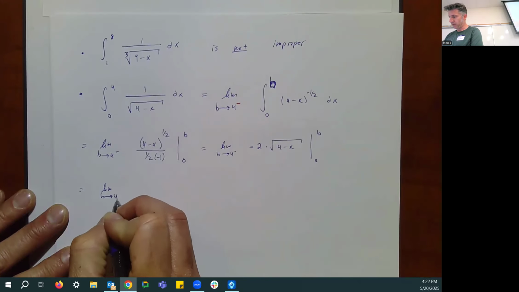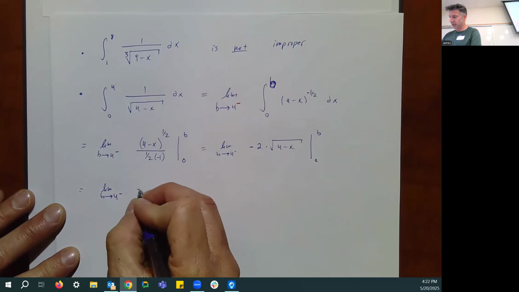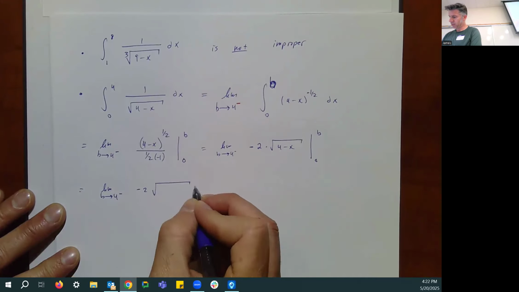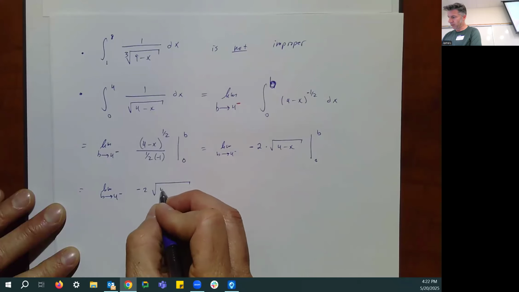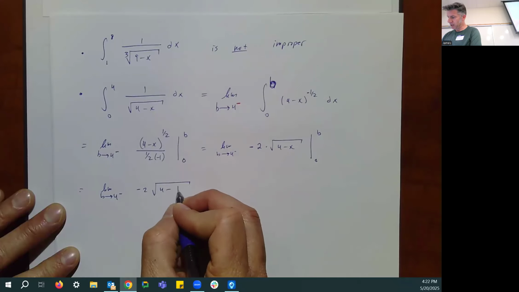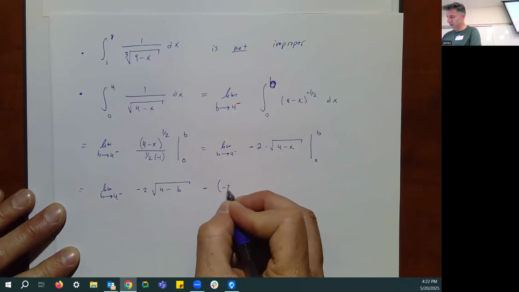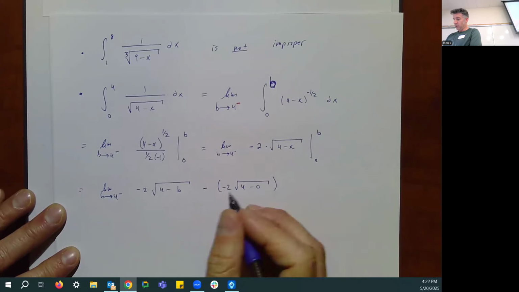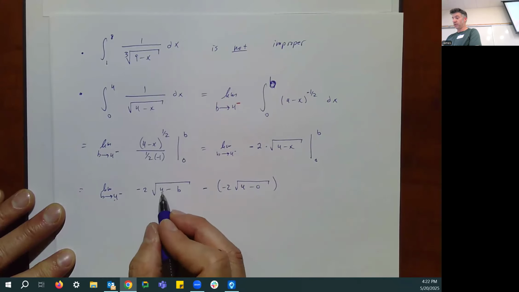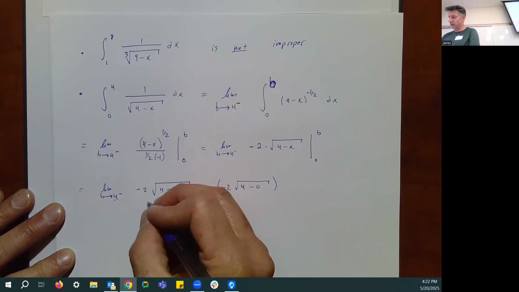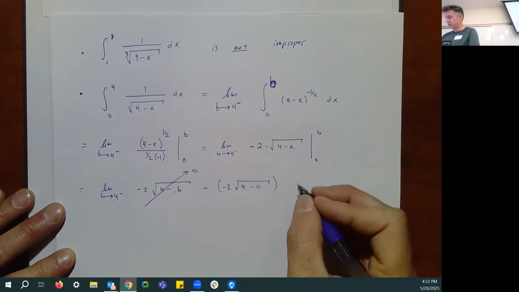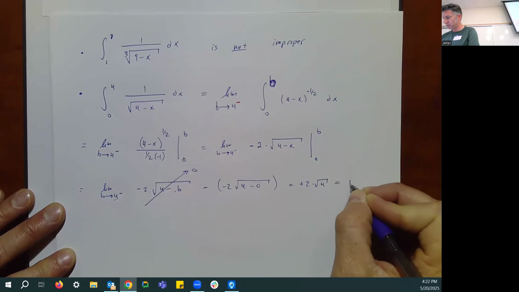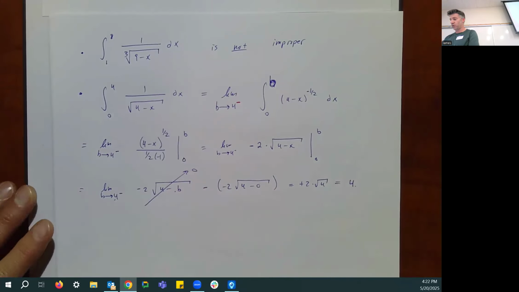We're going to plug in b first and 0 second. We're going to get negative 2 times the square root of 4 minus b, minus negative 2 times the square root of 4 minus 0. As b approaches 4, 4 minus 4 is 0. The square root of 0, we're good to go. That's just 0. Minus minus 2 is plus 2 times the square root of 4, which is plus 2 times 2. So this integral converges to 4.